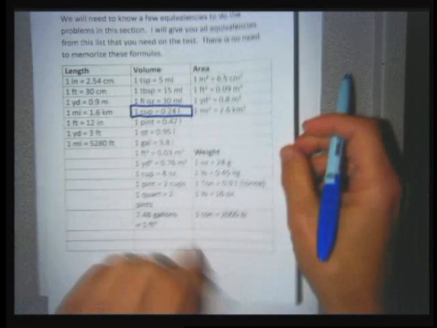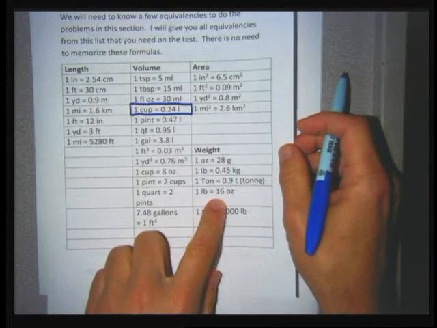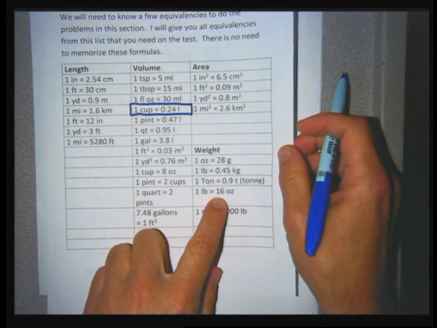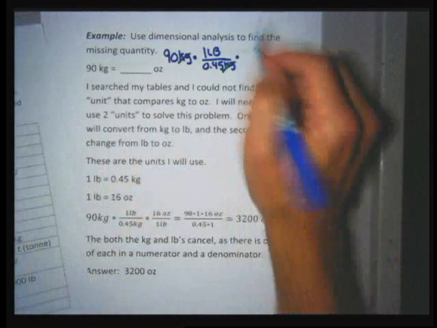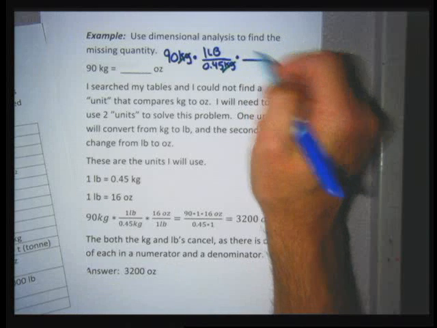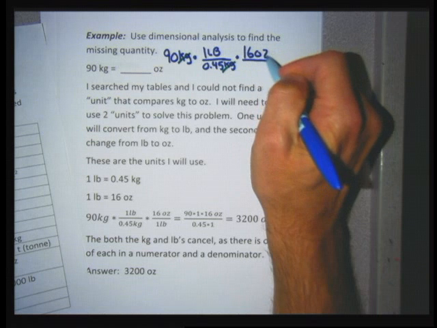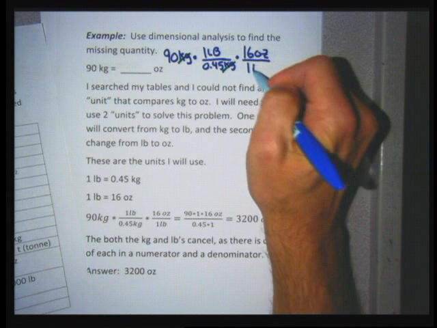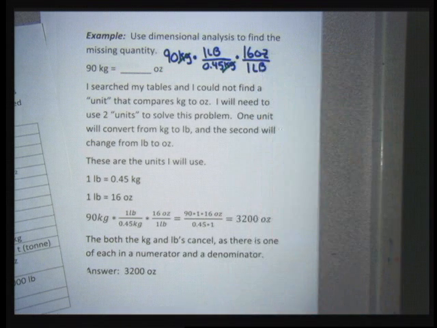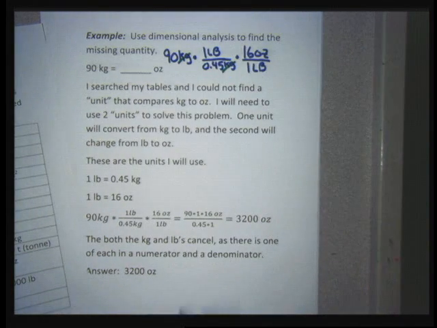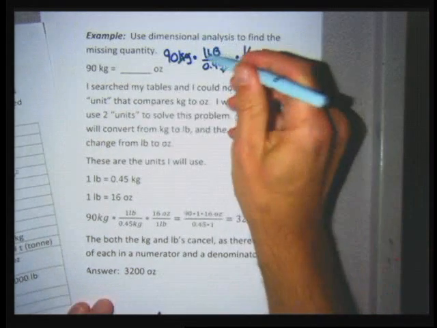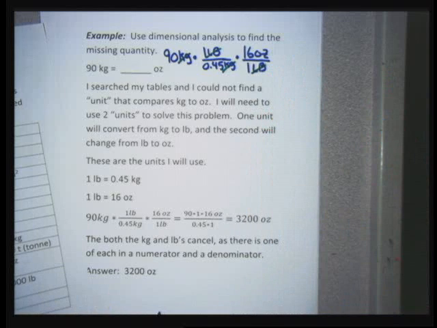So I'm going to find the unit that relates pounds to ounces. This says 1 pound is 16 ounces. And so I'm going to use that 1 pound is 16 ounces. I put the unit I want to end up with, which was ounces, in the numerator, and the unit that I want to get rid of, which is pounds, in the denominator. So I'm using the second unit, and I'm going to cancel my units again. So this pound and that pound are going to cancel. So the only unit that's left is ounces, and that's good.